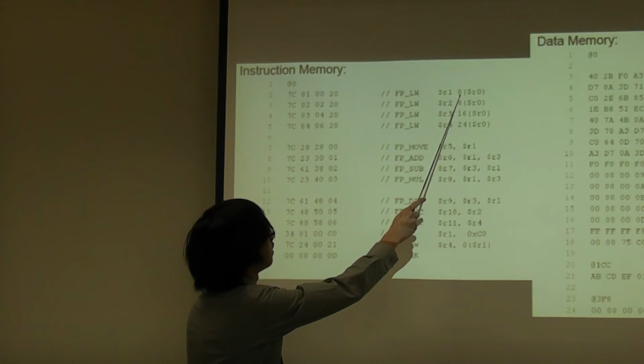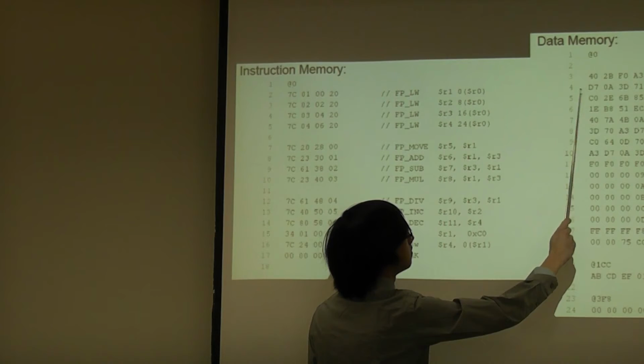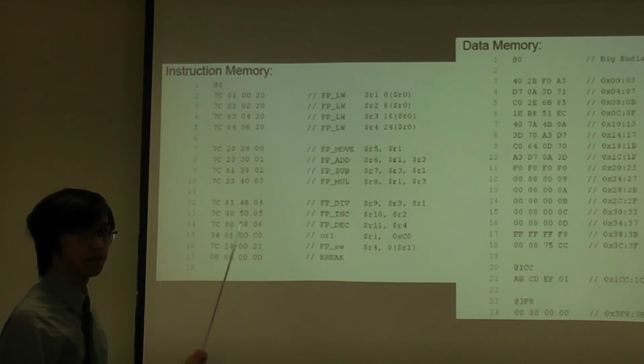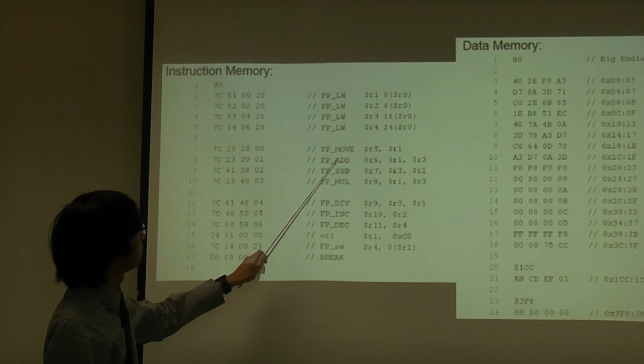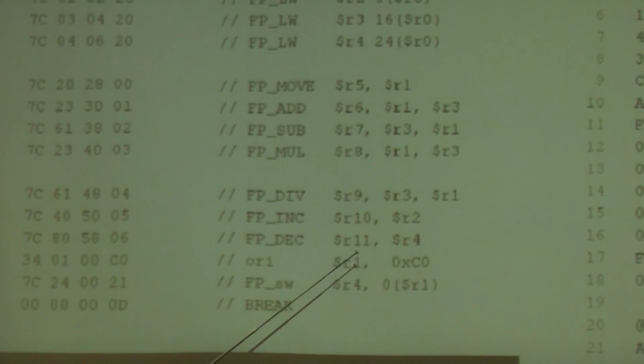When we reference the first one with zero, we go to the first line in data memory and we fetch the higher bits, and then we increment it through the state machine to fetch the next line, the next row. Then through lines 7 to 14, we perform arithmetic operations on floating point registers. We do a move, add, subtract, multiplication, division, increment, and decrement on floating point registers 5 through 11.